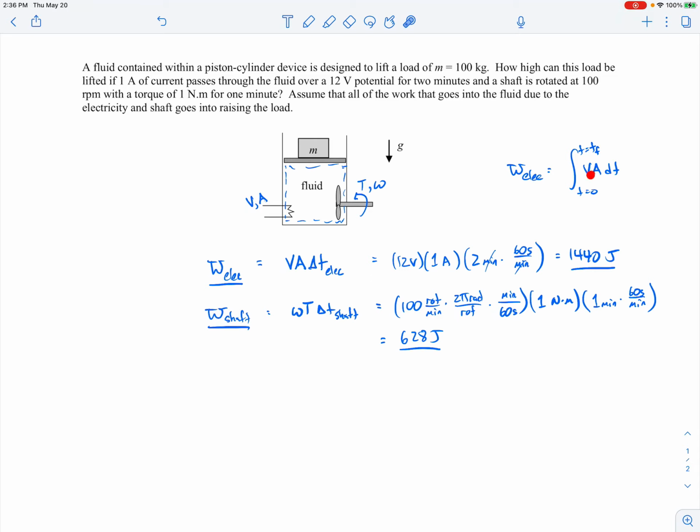You could sort of see it as V times A are constant. They could be pulled outside the integral. Then you have integral dt, which is just the delta t. Same sort of thing for the shaft work.